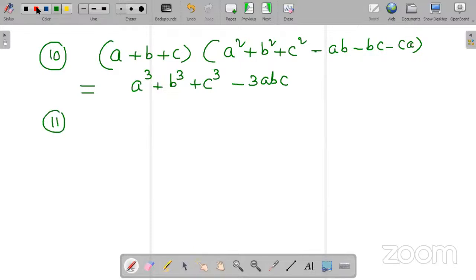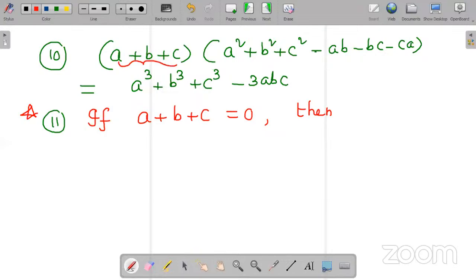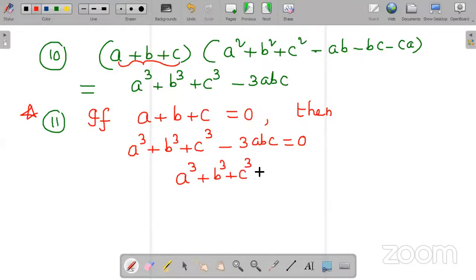For example, this is very important. If a plus b plus c is equal to 0, then in the place of a plus b plus c, you put 0. 0 into something is 0. So you get a cube plus b cube plus c cube minus 3abc is equal to 0. So transpose minus 3abc to the right hand side. So you get now a cube plus b cube plus c cube is equal to 3abc.